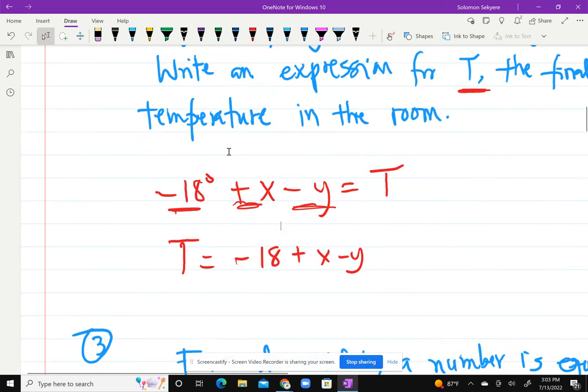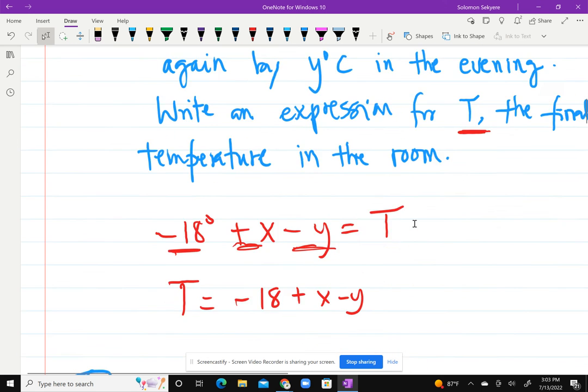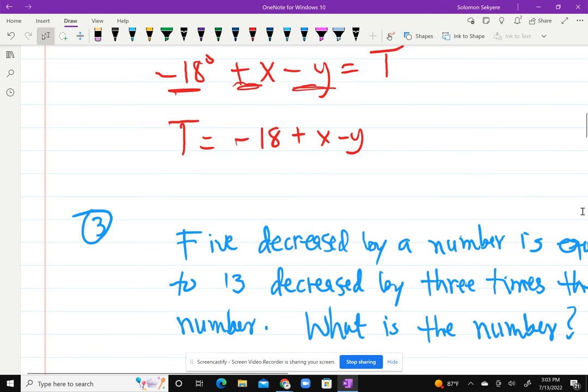The next question here. Let's apply what we learned in question one. This phrase, 7 decreased by a number. Now I have 5 decreased by a number is equal to 13 decreased by 3 times the number. What is the number? Now you have an equation, so you need to translate it. You choose any variable to represent the number except the letter O, because we don't want to confuse O with 0.